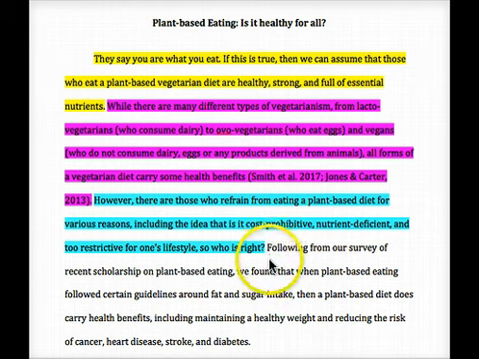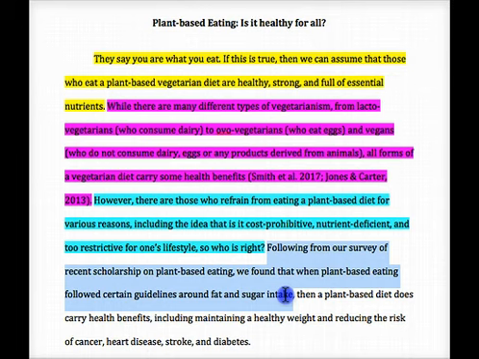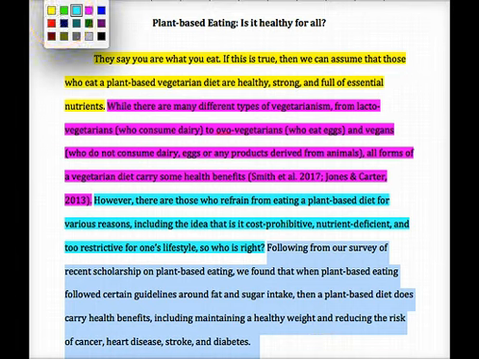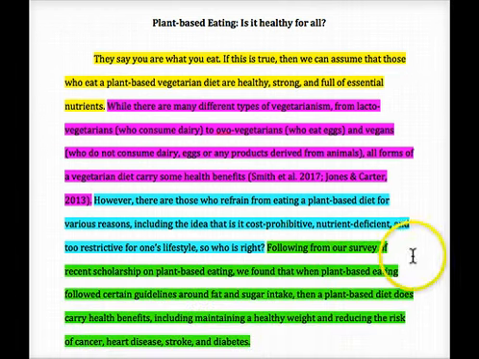And then we have the last sentence here. Following from our survey of recent scholarship on plant-based eating, we found that when plant-based eating followed certain guidelines around fat and sugar intake, then a plant-based diet does carry health benefits, including maintaining a healthy weight and reducing the risk of cancer, heart disease, stroke, and diabetes. So this would be the thesis statement, and it basically summarizes what these scholars have found to be true about this topic.